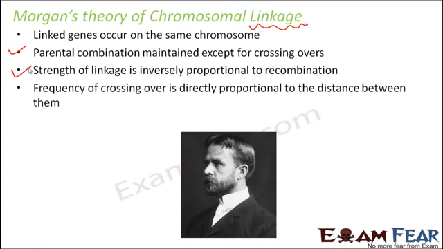Frequency of crossing over is directly proportional to the distance between them. How frequently will they cross over? That again depends upon the distance. Suppose they are very close to each other. If the distance between them is very small, then the frequency of crossing over will also be less, because they will not cross over very frequently. But if the distance between the two genes is more, then the frequency of crossing over is also more, so more frequency of recombinations.